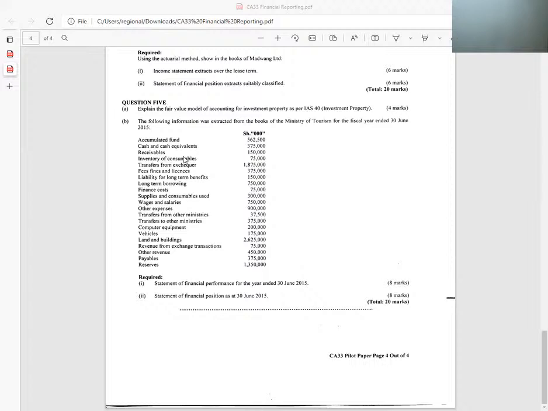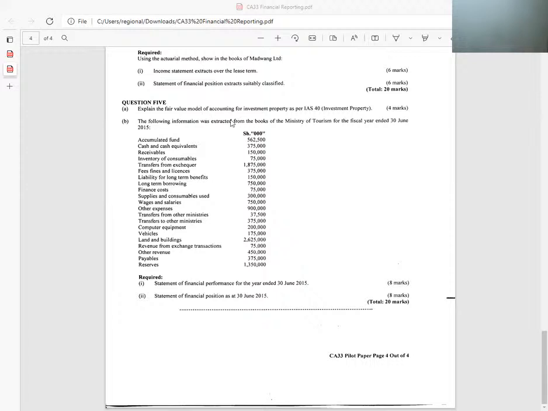Where do you think shall we take cash and cash equivalent? Somebody. Cash and cash equivalent? Where do we take it? Is it a balance sheet item?